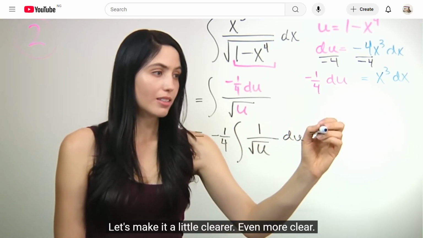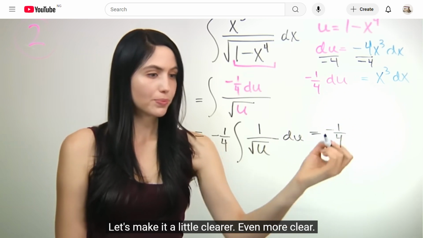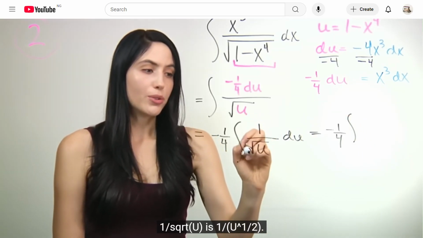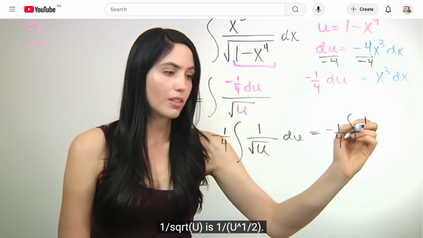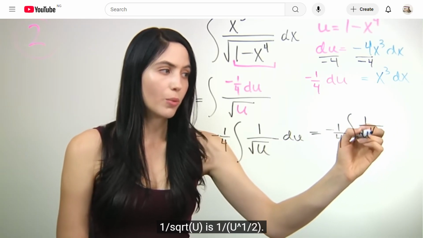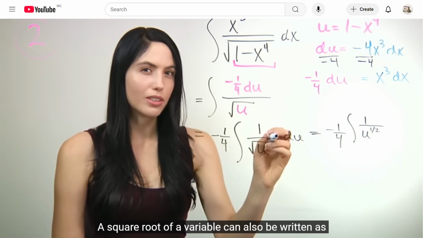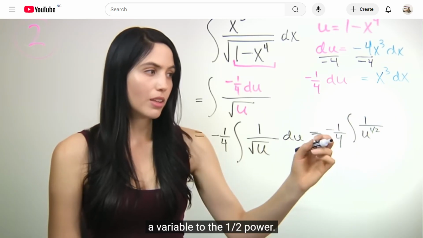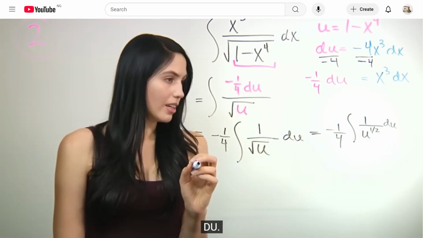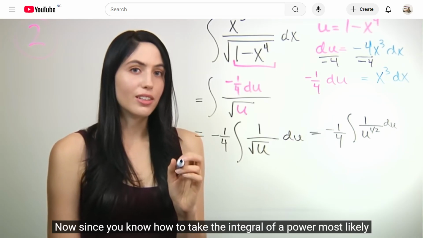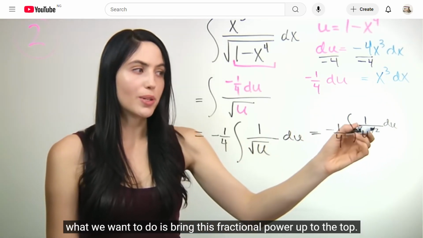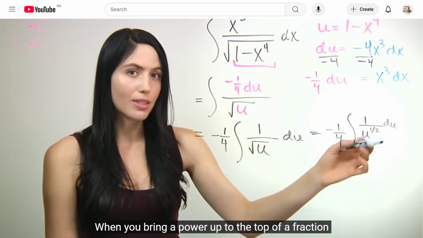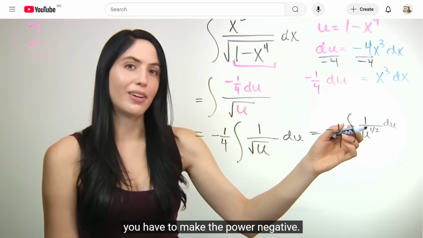This is more and more looking like something you know how to integrate. Let's make it even more clear. So you have -1/4 integral 1 over square root of u, which is 1 over u to the 1/2 power. The square root of a variable can also be written as variable to the 1/2 power, du. Now, since you know how to take the integral of a power, what we want to do is bring this fractional power up to the top. When you bring a power up to the top of a fraction, you have to make the power negative.